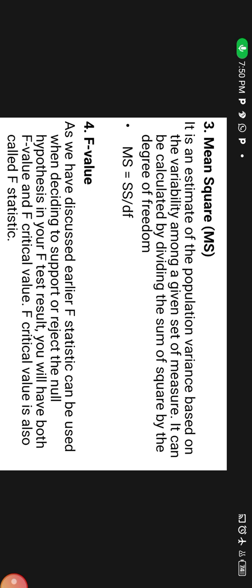In your F test results, you will have both an F value and an F critical value. This F critical value is also called the F statistic. So the value you calculate from your data is called the F value, the one without the critical part. It is not appropriate to take a decision on your result based on the F value only. It is more appropriate to judge your significance with the P value too. You reject your null hypothesis only when your F value is larger than your critical value.